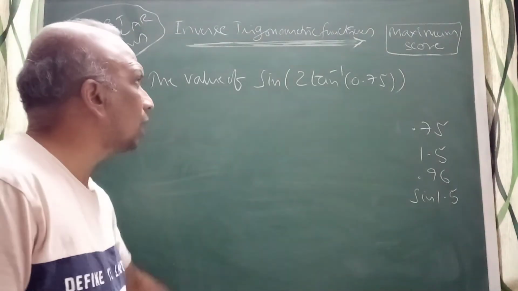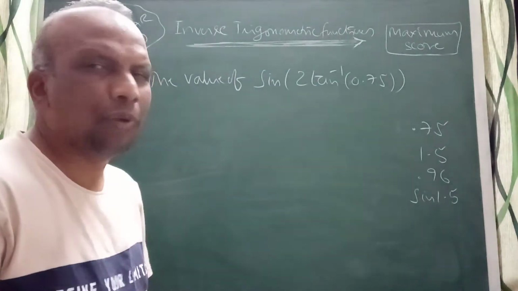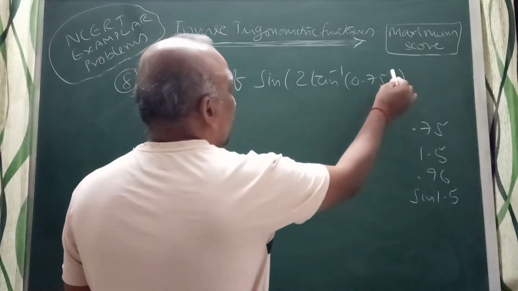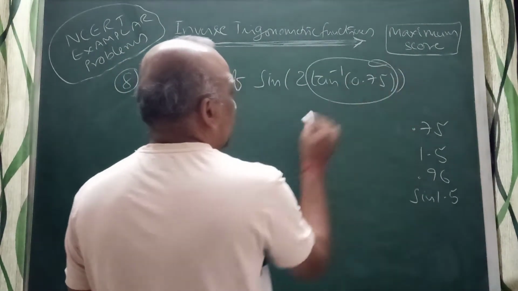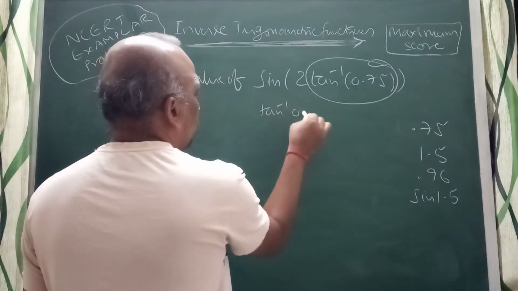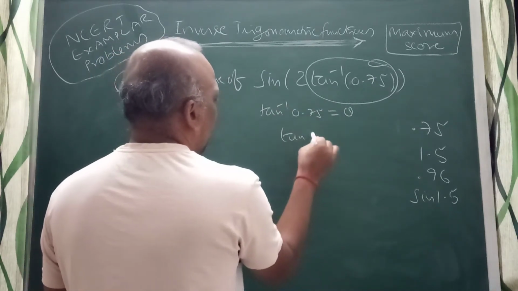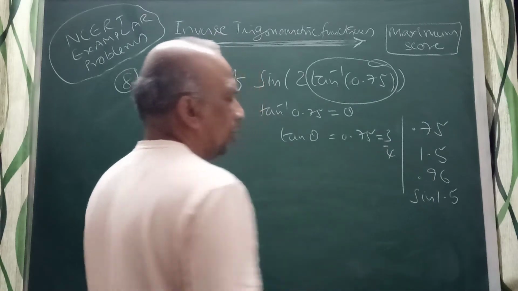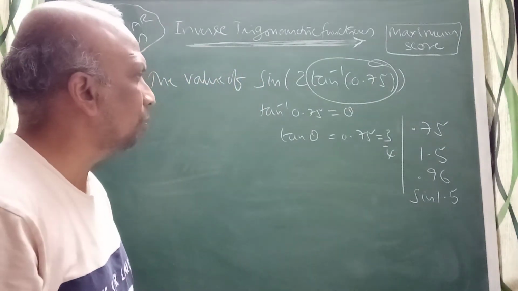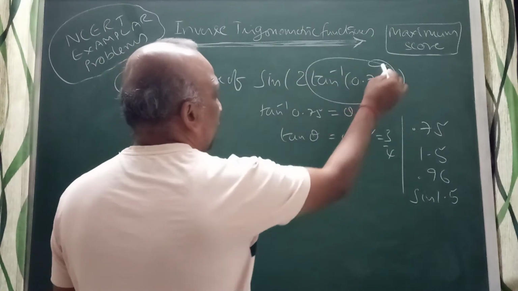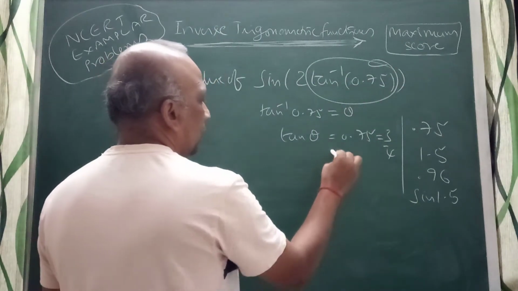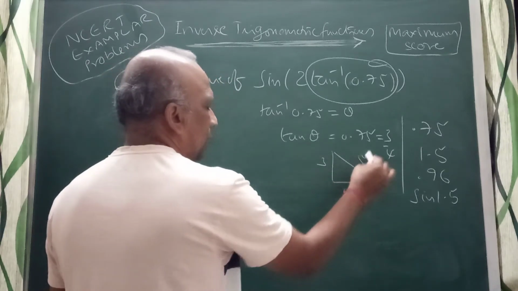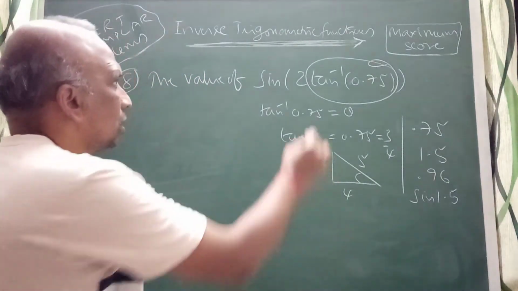Now see, in this problem, they have given sine of 2 tan inverse of 0.75. When it is given like this, I can consider this as theta. So tan inverse of 0.75 is equal to theta. So tan theta equals 0.75, which is nothing but 3 by 4, right? 75 by 100 comes to 3 by 4. I want sine 2 theta. When tan theta is 3 by 4, you can check: this is 3, this is 4, and the hypotenuse is 5. This is sine 2 theta.